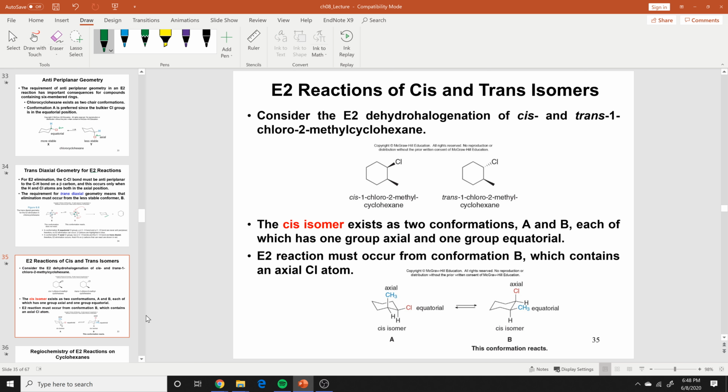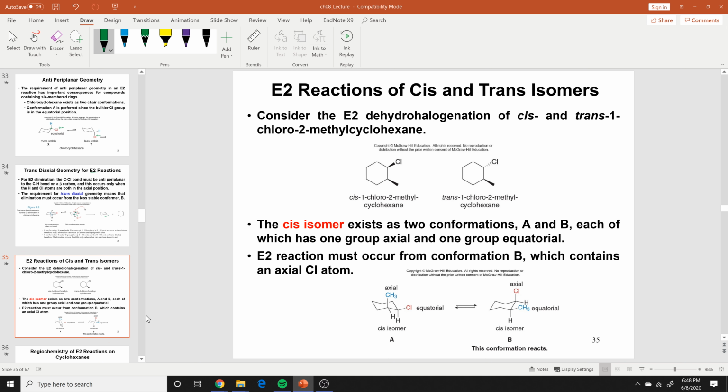The question is, consider here the E2 dehydrohalogenation of cis and trans 1-chloro-2-methylcyclohexane. And let's see which one undergoes the E2 mechanism. There's probably one of them, or maybe two of them, that undergo the E2 mechanism. Let's go ahead and see which isomer undergoes the E2 mechanism.